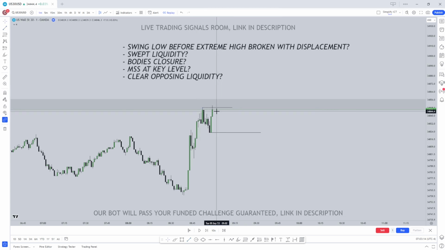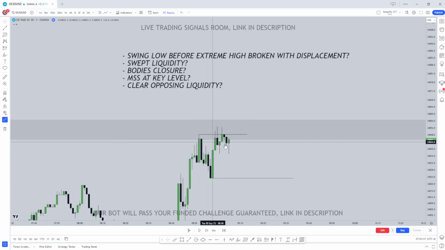So all we're waiting for now is a swing low to be broken with displacement. As you can see right here, price has made a short-term low. A lot of people would wait for this as their market structure shift low. Now this is fine if you're trading more aggressively, but to be more conservative, you'd rather wait for the major swing low before the extreme swing high. So we're still sticking to the rules and we're waiting for that body closure below the swing low structural level.